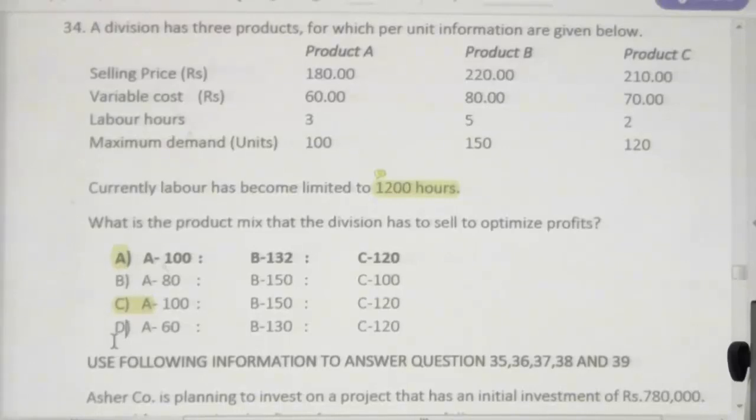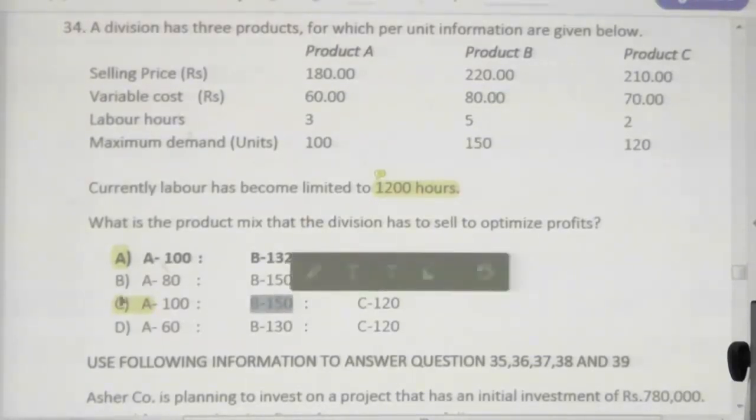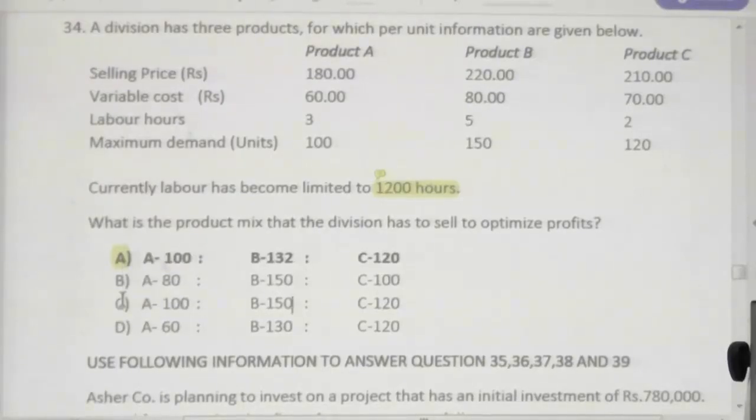Clear? Since there is a deficit, you know you cannot produce B 150. Therefore, this answer cannot be the answer. Therefore, you can eliminate C also from the answers. Then finally, it will end with A.